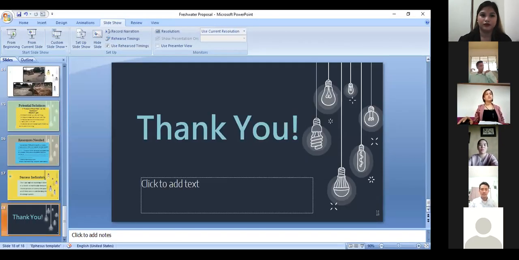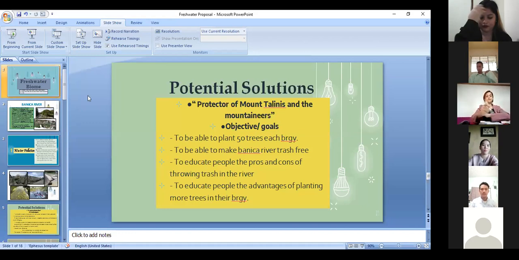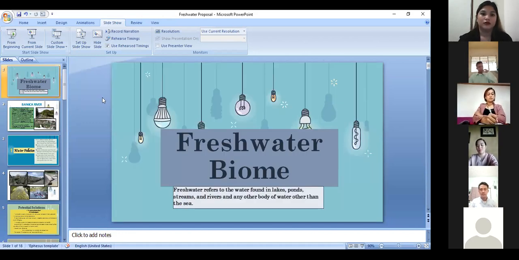So very good. There are concrete evidences of your existing environmental issues. Now, your conservation plan is actually doable. The strategies presented are simple and clear, but how will you implement those strategies? Before answering that question, I would like you to answer this first. Of all the freshwater biomes in Negros Oriental, why did you choose Banica River? What prompted you to propose such a conservation plan focusing on Banica River?